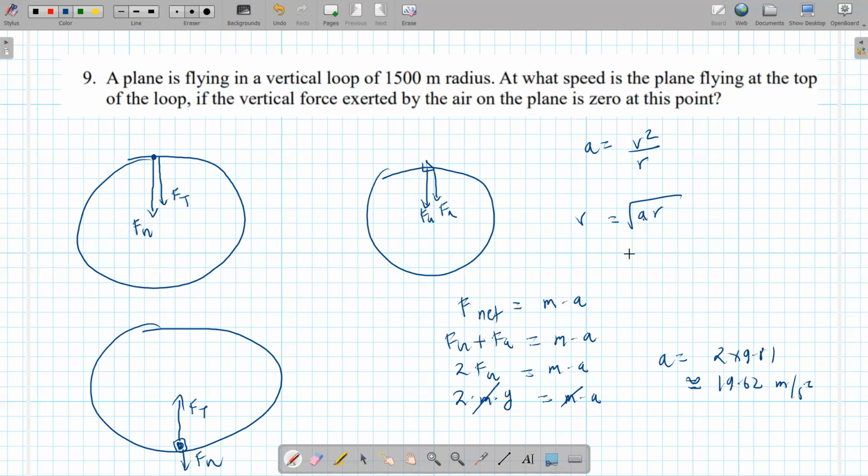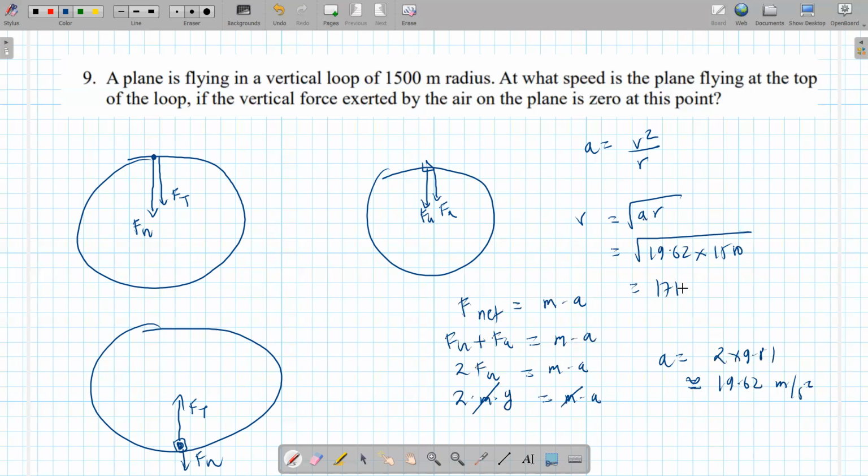Then just times by 1,500 and find the square root. Yes, exactly. That only happened because the vertical force is 0, so that means they're the same magnitudes.